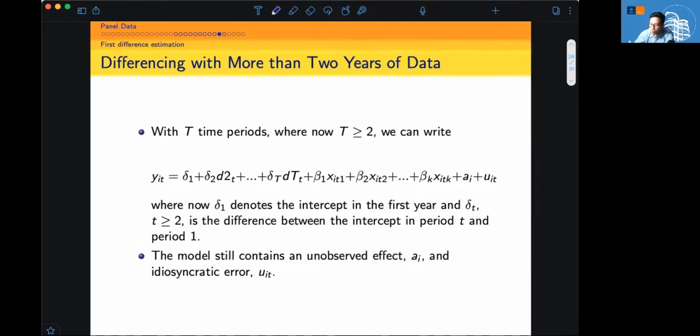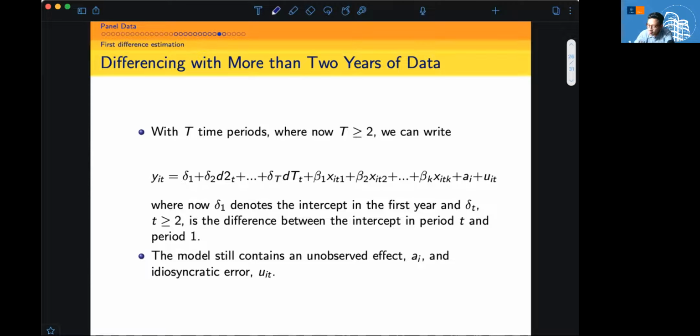So suppose that we have T time periods. It could be 3 periods, 4, 5, 6, 7 periods, depending on the data that you have. So we can do the first differencing strategy, although later on you'll learn that it's actually not an optimal strategy if you have more than 2 periods. But for now, let's stick with the first difference estimation, and then you can learn more in microeconometrics.